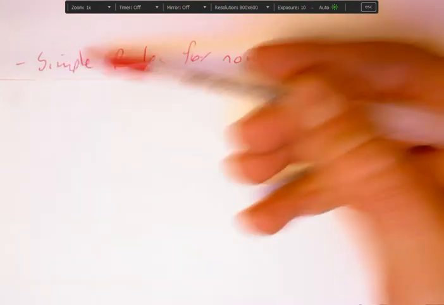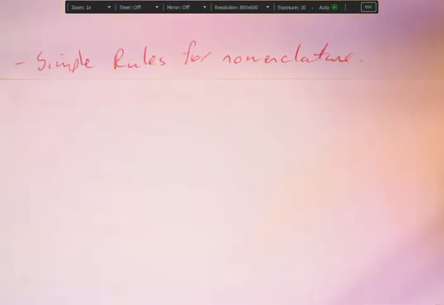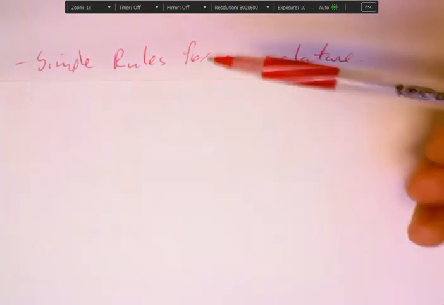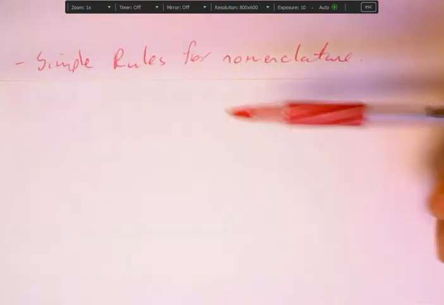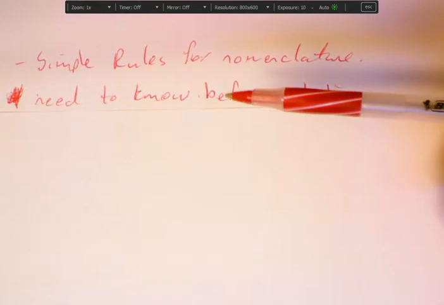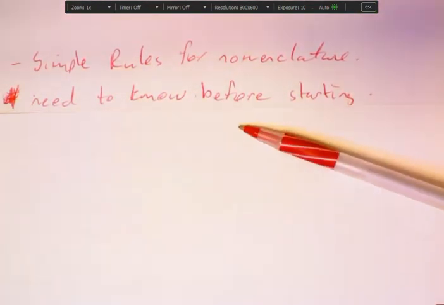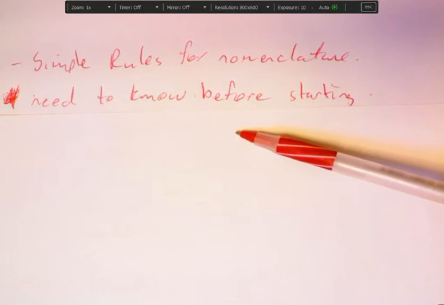Today we're going to go over simple rules for nomenclature. This is the stuff we've been working on for the past week or so, and this is basically just a podcast to reinforce some of that. Before we start, we need to go over a few terms. We need to know these things before we start off, so I'll go over them and give a couple examples for each one.